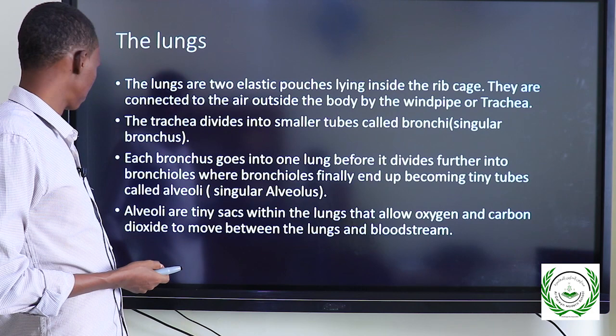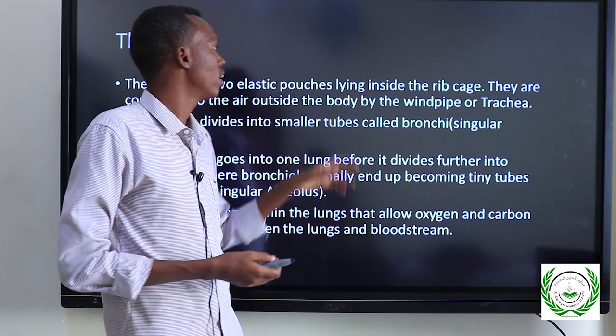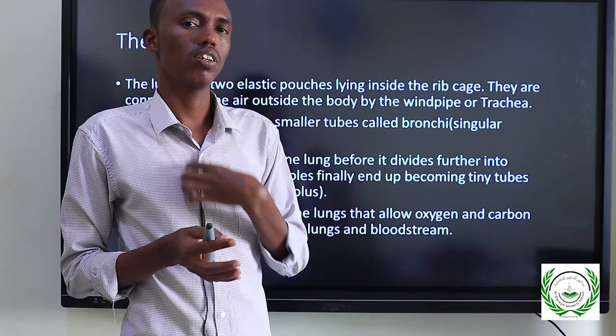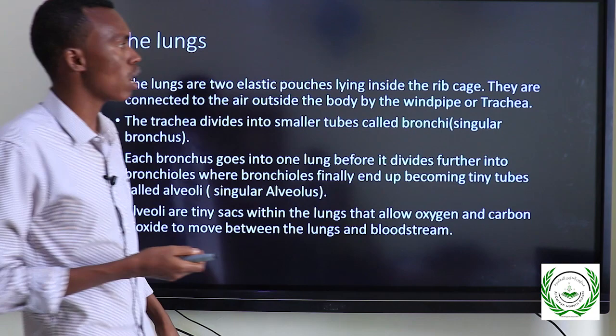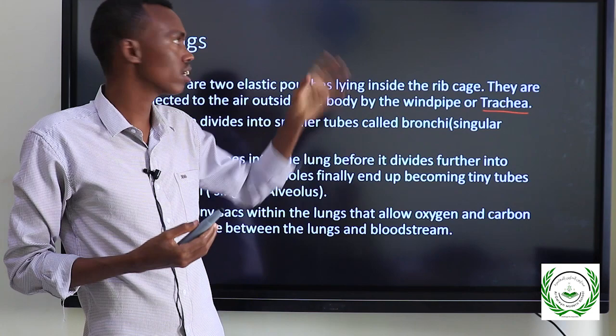The lungs are two elastic pouches lying inside the rib cage, behind the chest. They are connected to the air outside the body by the windpipe or trachea. The trachea connects to the nasal cavity, pharynx, and larynx. So, for example, let's say this is a trachea.